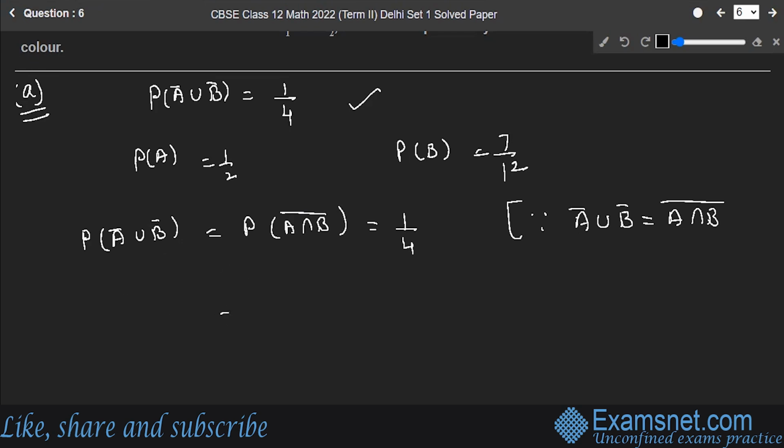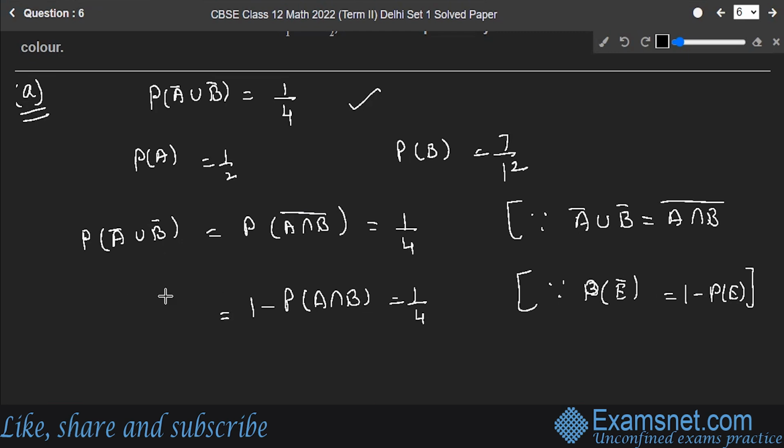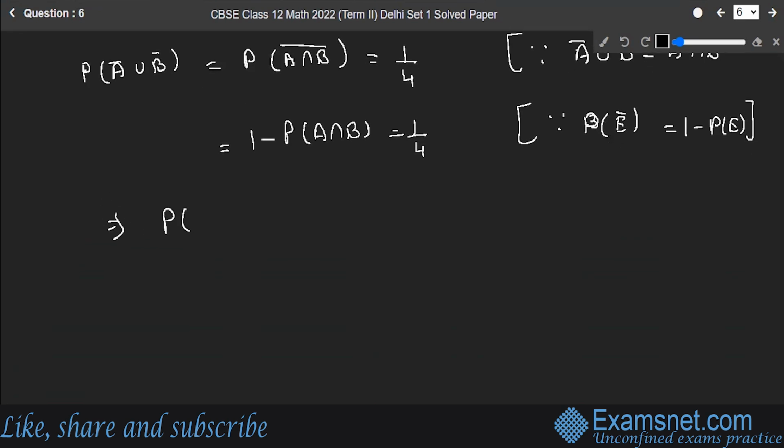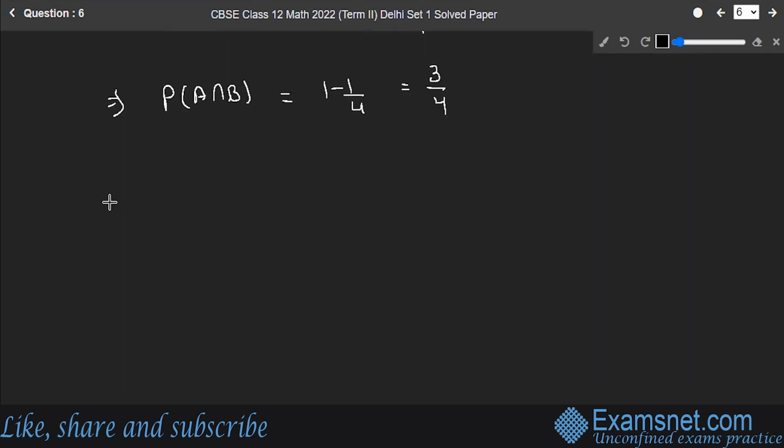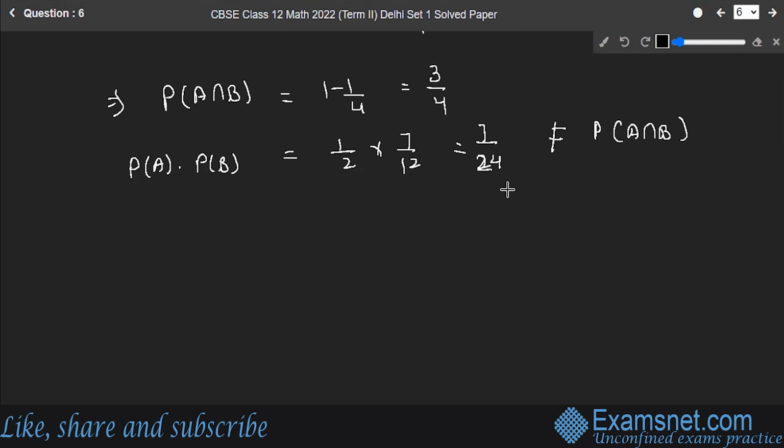Okay, so this is equal to 1 minus P of A intersection B, that's equal to 1 by 4. Here again, I'm using this formula that probability E bar is equal to 1 minus probability of E. Correct. So this becomes probability A intersection B is equal to 1 minus 1 by 4, or that is equal to 3 by 4. Hope you got it till here, right? Also, the product of the two probabilities A and B is equal to 1 by 2 into 7 by 12, which is equal to 7 by 24, right? Now, this is not equal to probability of A intersection B, right?